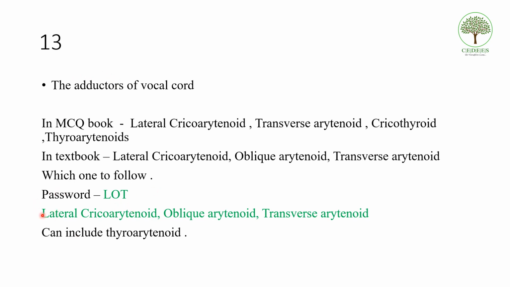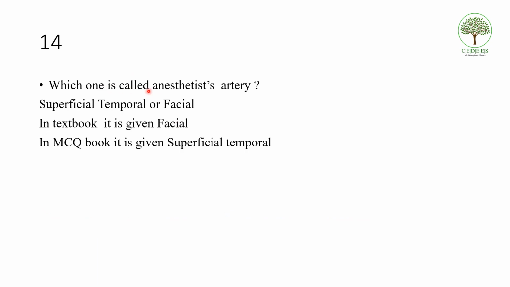This has been repeated n number of times in the class. Posterior cricoarytenoid is the abductor. Lateral is the adductor. You can remember LOT, but some textbooks give thyroarytenoid also as doing adduction. But you must importantly remember LOT. So the next question, which one is called the anesthetist artery?